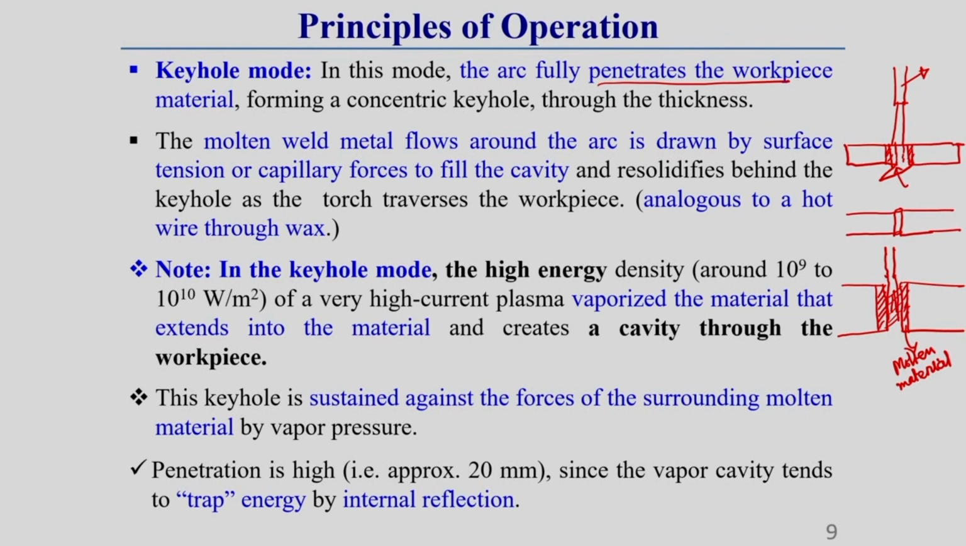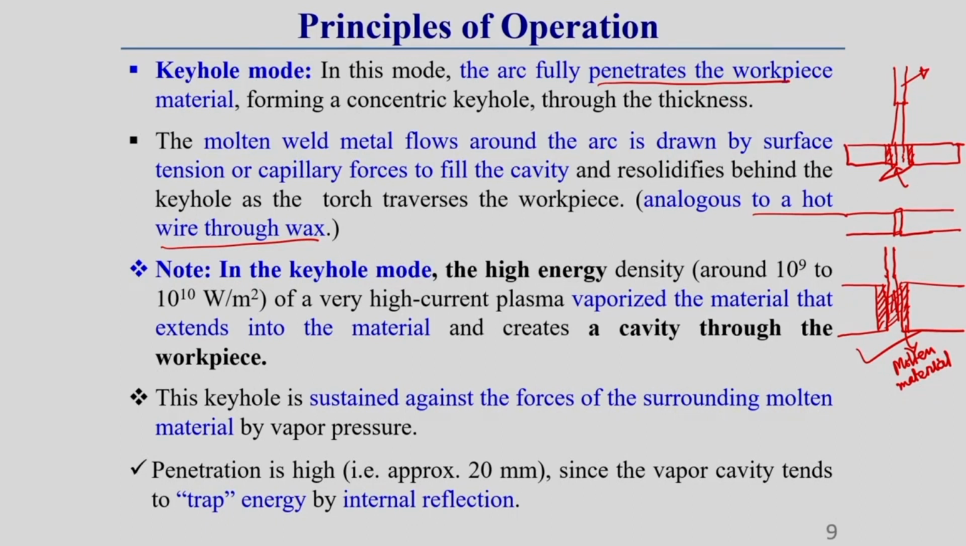You can compare this to a hot wire moving through wax. If a hot wire moves through wax, then as the hot wire moves away, the wax behind the wire starts joining. Similar things happen here also. This is a very important phenomenon in the plasma arc welding process.